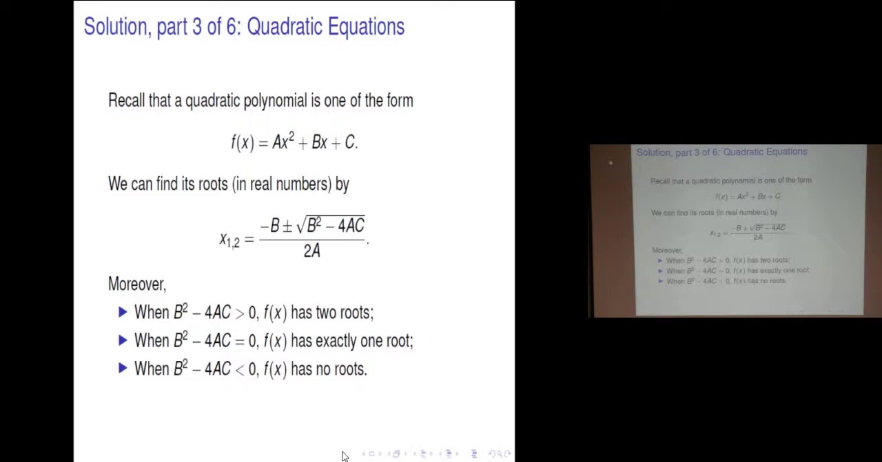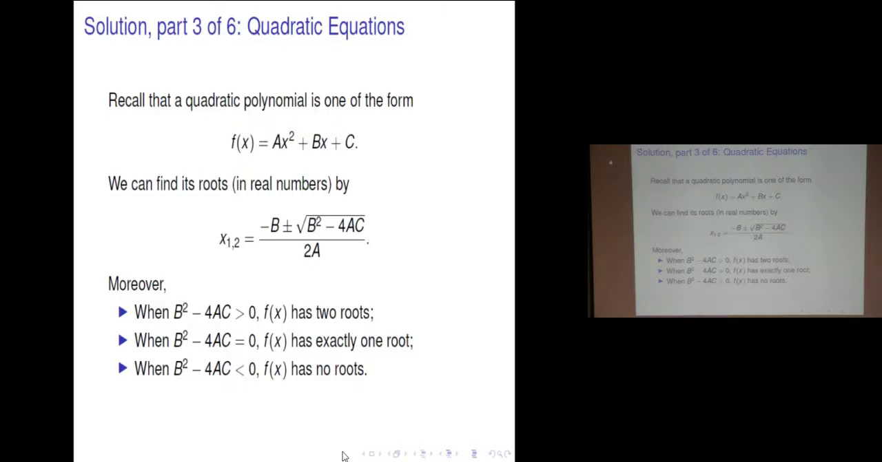Now, if this b squared minus 4ac equals 0, then this term disappears. So you only get one root, right? The plus minus 0 is the same, right? So you only get one root, which is minus b over 2a.